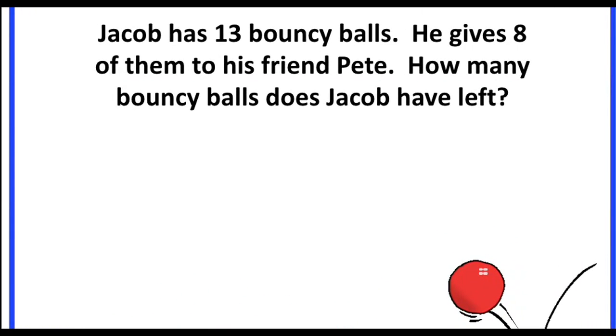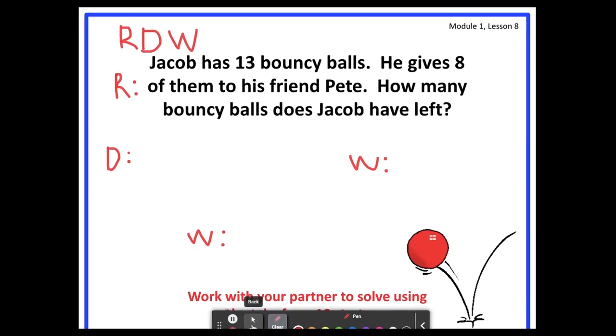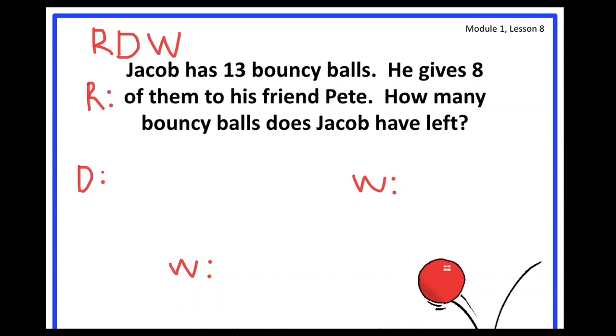Let's begin by working this word problem out. Now remember, anytime you see a word problem, we want to use RDW. Read carefully, draw a model, then write a number sentence and a statement. Here it says, Jacob has 13 bouncy balls. He gives 8 of them to his friend Pete. How many bouncy balls does Jacob have left?